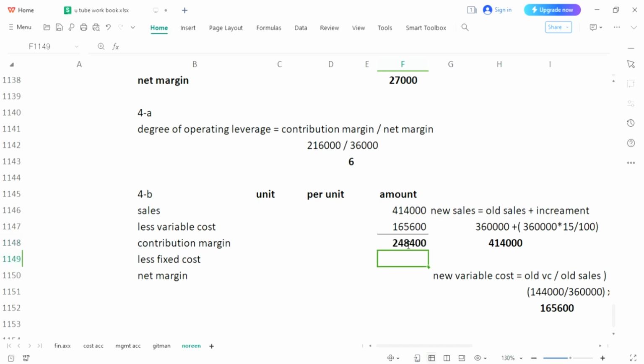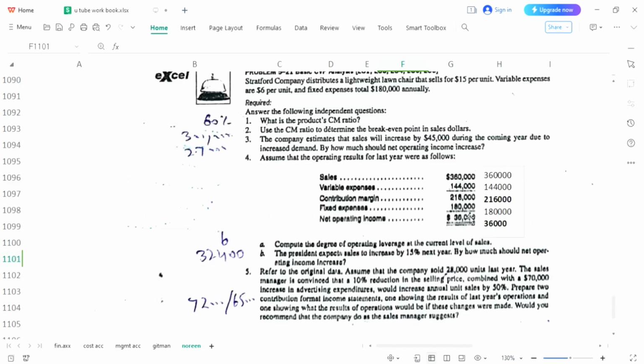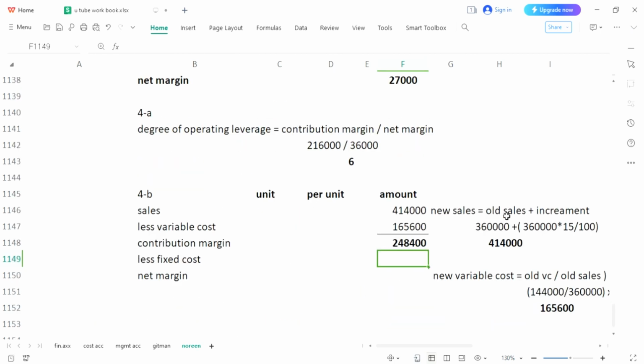Fixed cost, as you have a complete idea, no matter whatever the level of production is, your fixed cost will remain the same, which is 1,80,000. So we are putting 1,80,000 over here. Now we are going to calculate net margin, which is the difference between contribution margin and fixed cost. Your contribution margin is 2,48,400. To calculate the difference, we will subtract fixed cost, which is 1,80,000. In this way, we have calculated net margin as well.